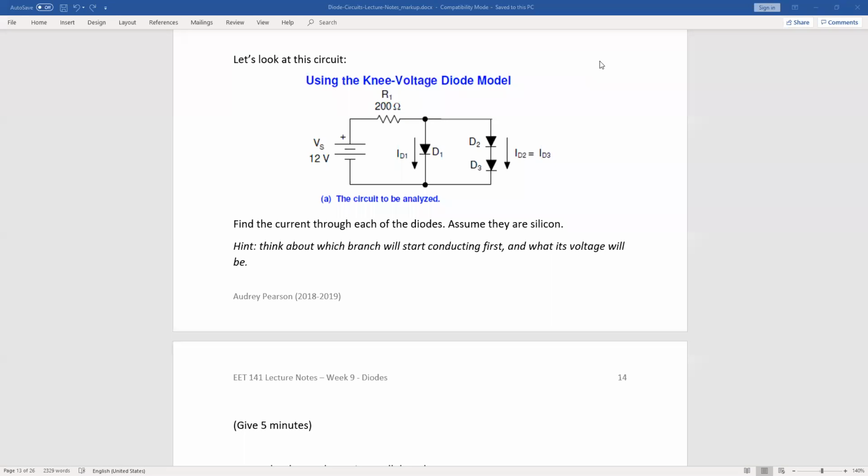All right, so we're going to do a quick example here. This is an example of how we could use the knee voltage diode model to look at a circuit here and see what the currents are going to be. So we've got this voltage source that's 12 volts. We have this resistor that's 200 ohms. And we have these three diodes that are hooked up in this configuration.